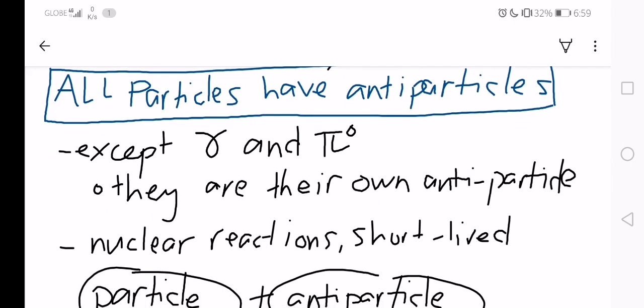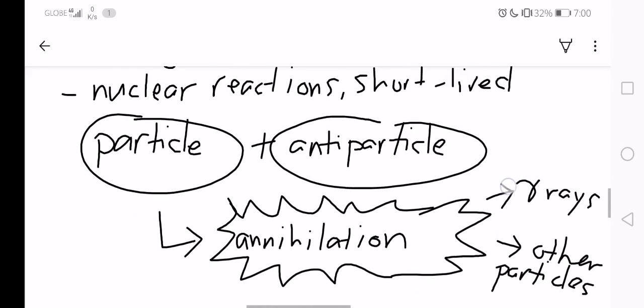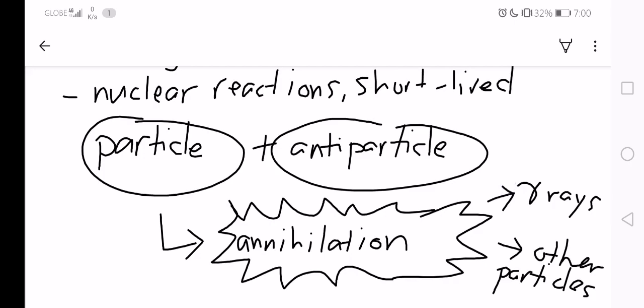So antiparticles can be artificially produced in nuclear reactions, and they are very short-lived. So when a particle and antiparticle come into contact with each other, annihilation will happen. So annihilation will release tremendous amounts of energy in the form of gamma rays, and it might also create other particles.